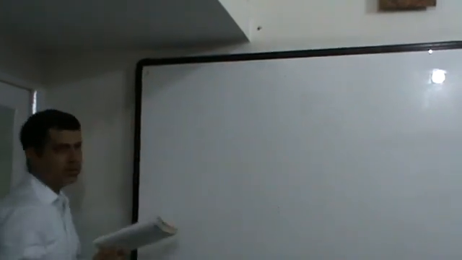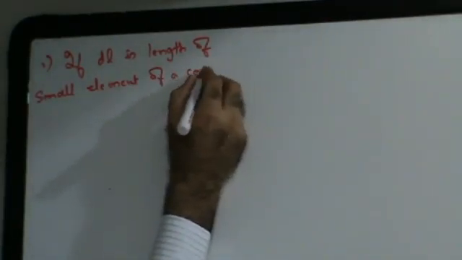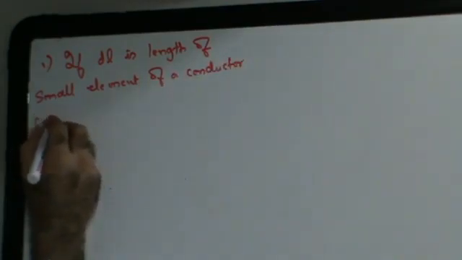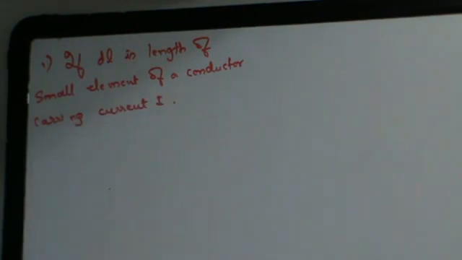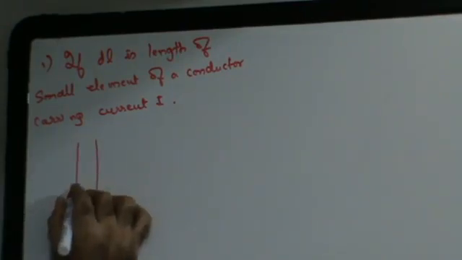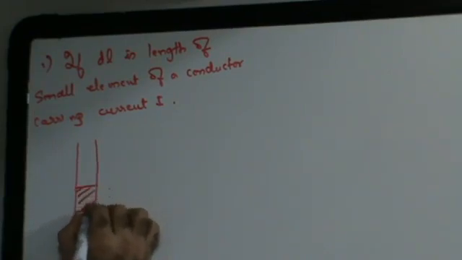Let's consider that I have dl, the length of a small element of a conductor carrying current I. Start writing, guys: dl is the length of a small element of a conductor carrying current I. See, this is your conductor, this is dl, a small element of the conductor carrying current I.